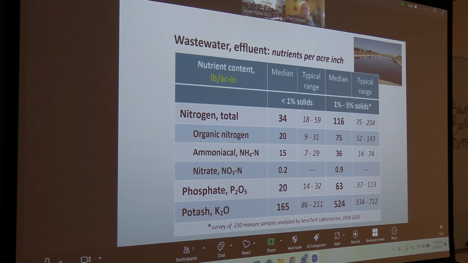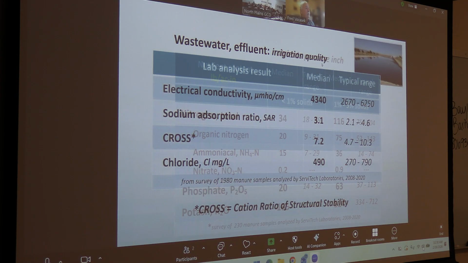And this explains why after we start to break out a field and start irrigating with wastewater, after 2 or 3 or 4 years, all of a sudden our soil test levels increase very, very rapidly, because we are pumping a large amount of nutrients. And so this is something we do have to be aware of in the long term. So I urge you to get this analyzed.